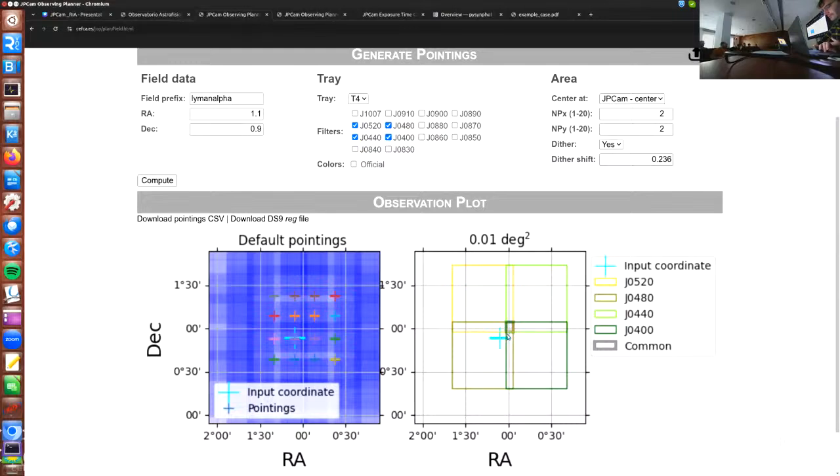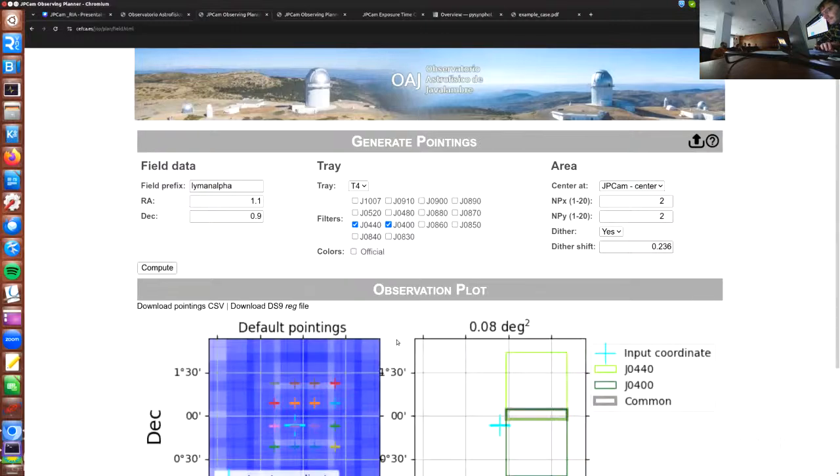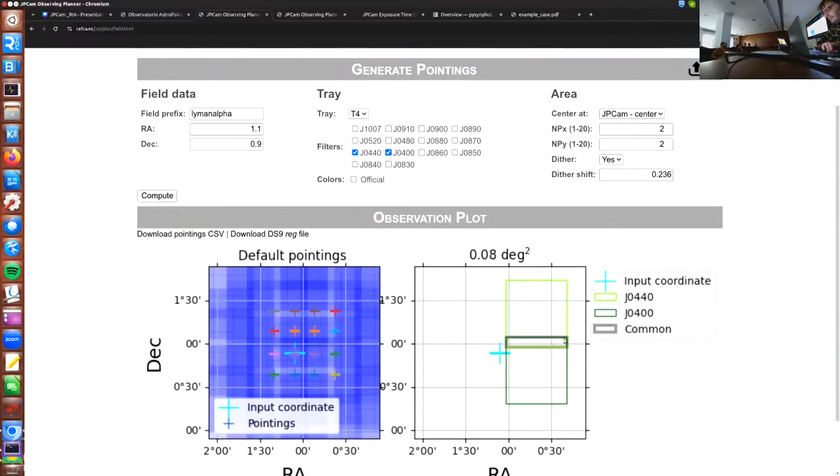But the important thing here is that the common area with default filters is 0.01 square degrees. So it's not that big. Maybe it's enough for her project, but also, for example, maybe she doesn't want these two filters that I put because I just wanted, but maybe she just wants these two filters. Now it has more coverage.